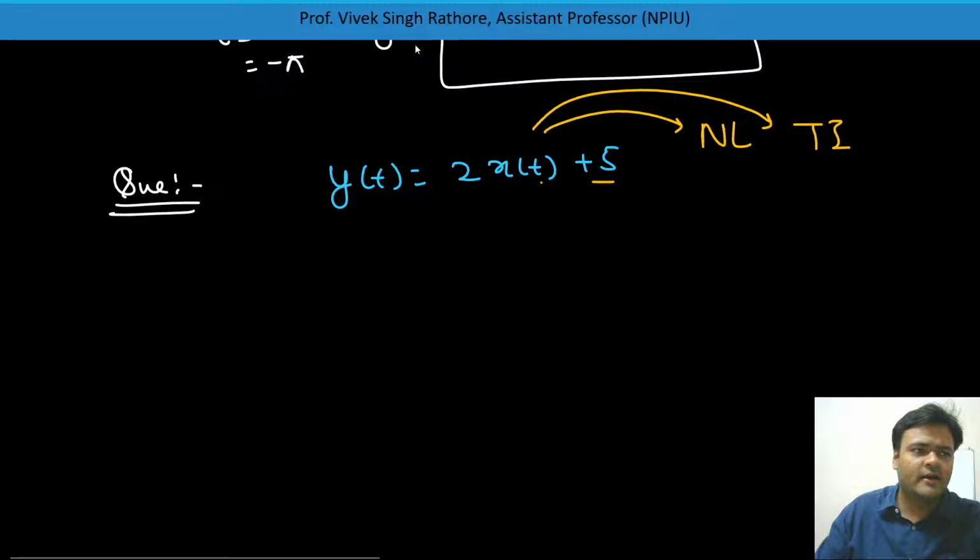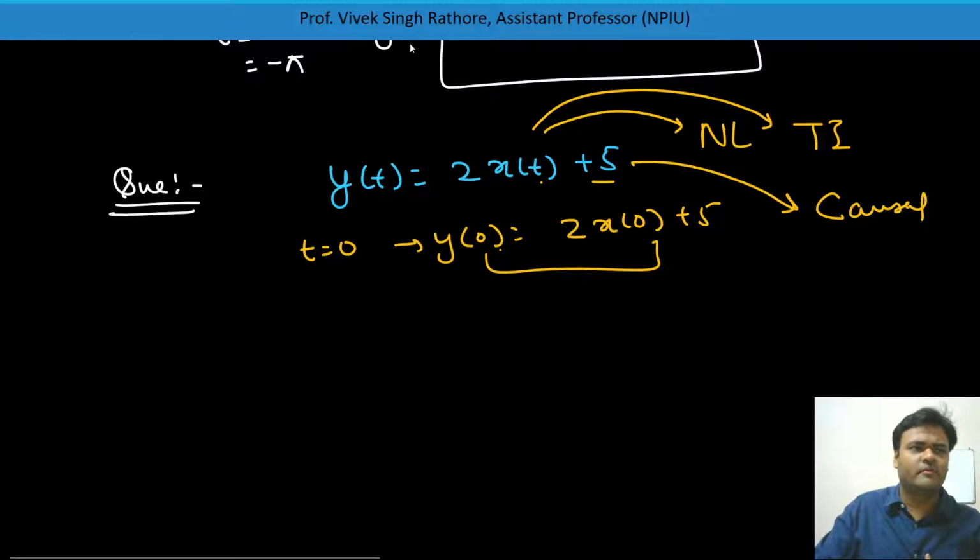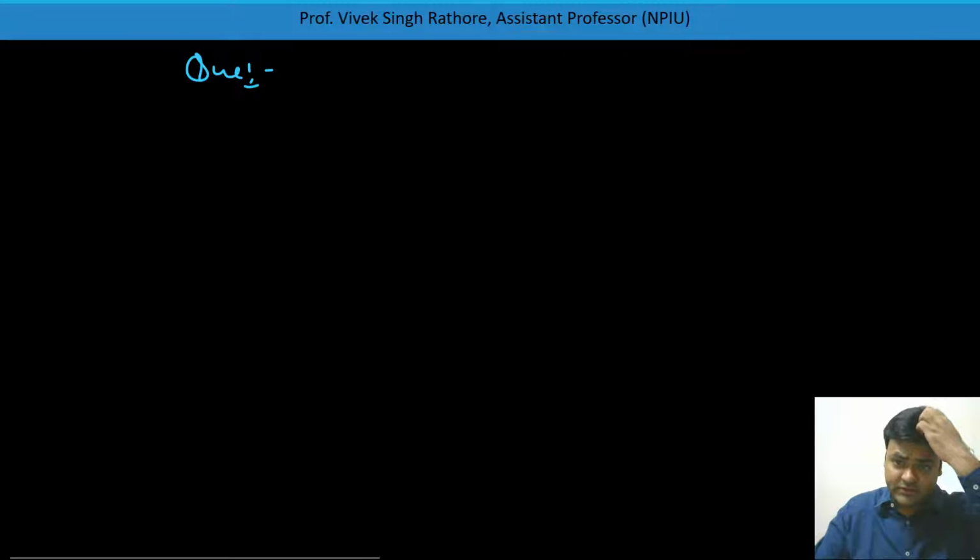We can see t is equal to 0, we'll see y of 0, so we'll get 2 of x of 0 plus 5, same value. If you take negative also same, and positive also same. So by seeing the expression only, we can say that this type of system is definitely a causal system. Okay, now I think we'll take the next question.